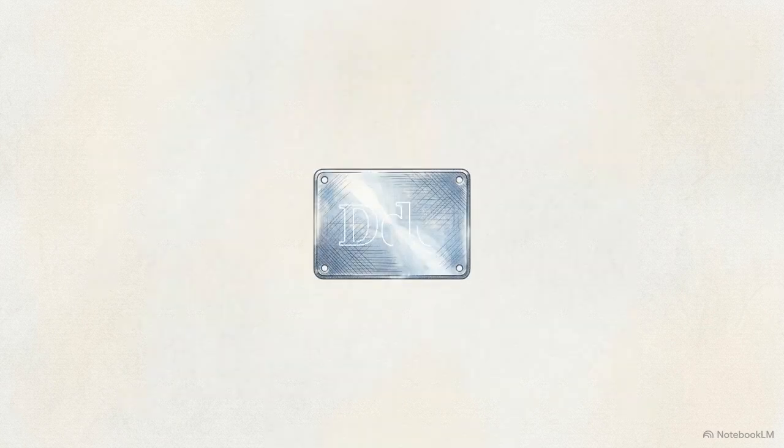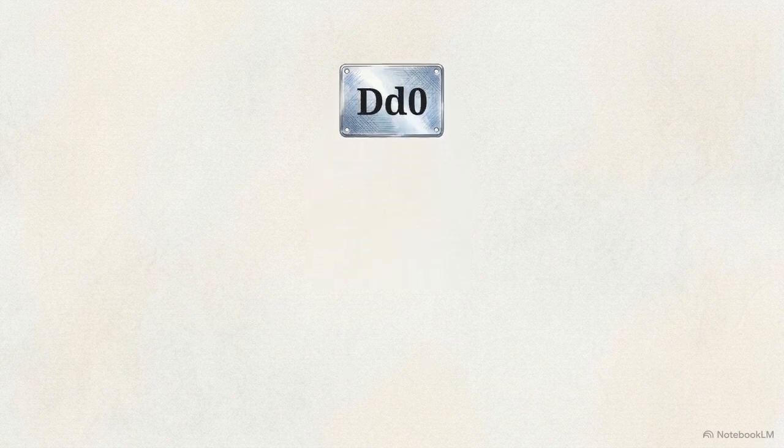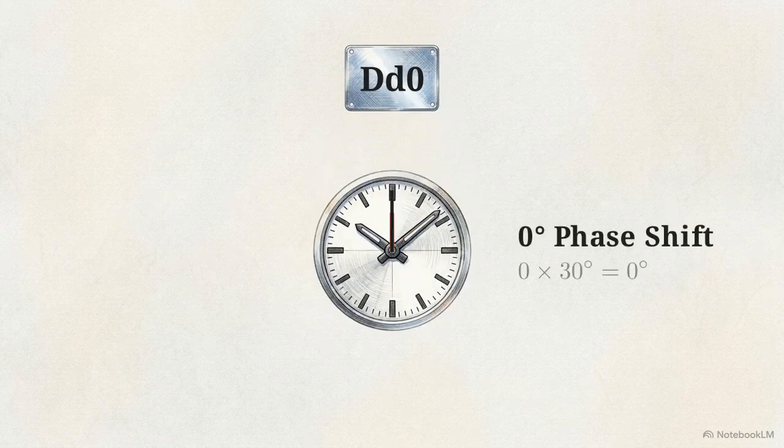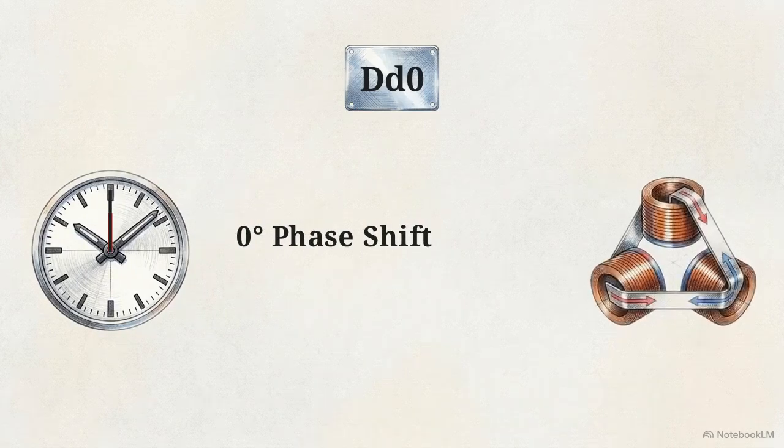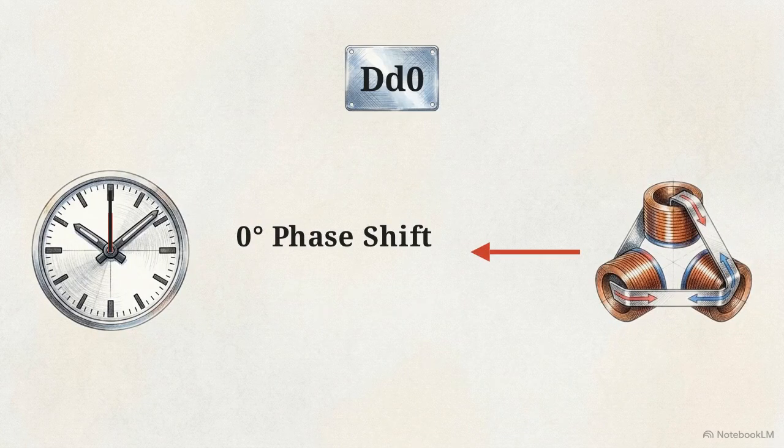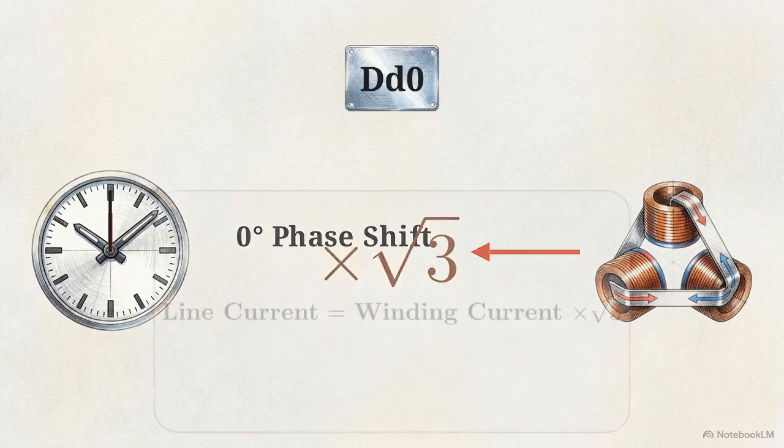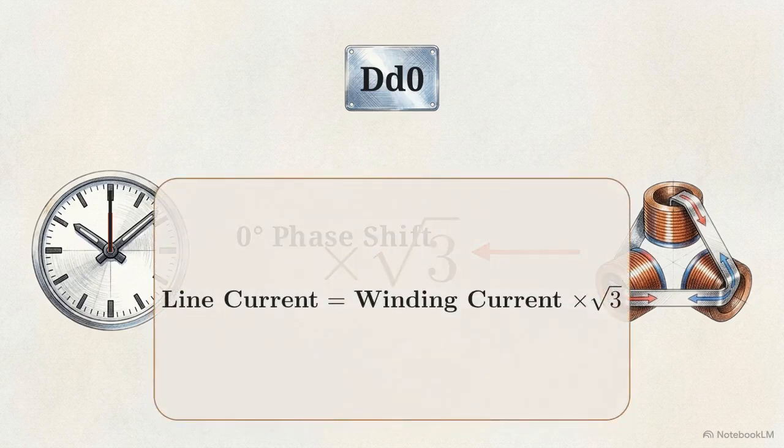Let's apply this. If you encounter a transformer labeled DD0, what is the phase shift and does the damage curve need to be shifted? A clock multiplier of 0 means a 0-degree phase shift. However, since the primary is still a delta winding, you must multiply the damage curve current by the square root of 3 to perfectly align your relay.